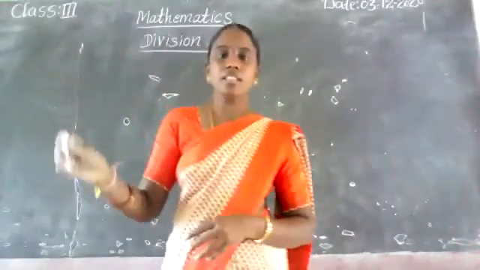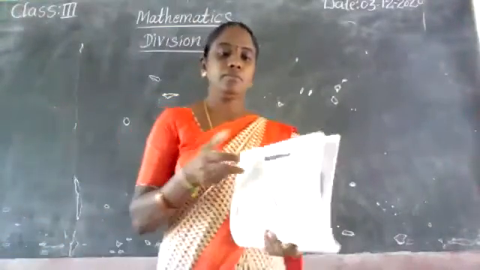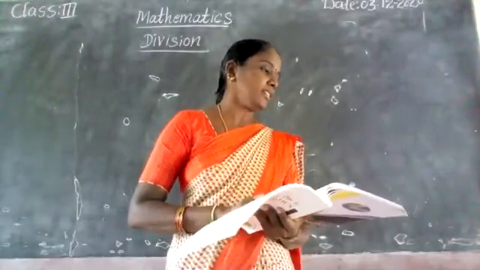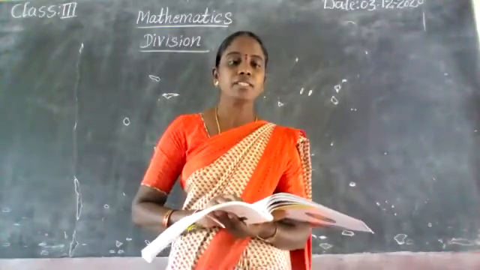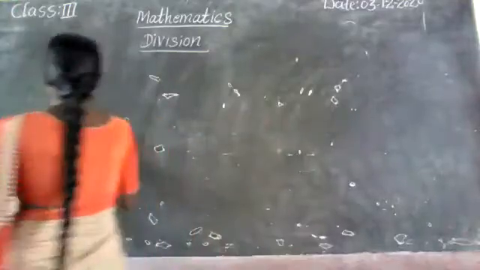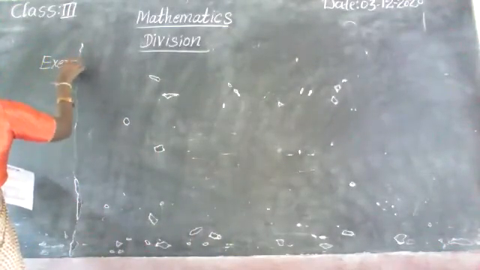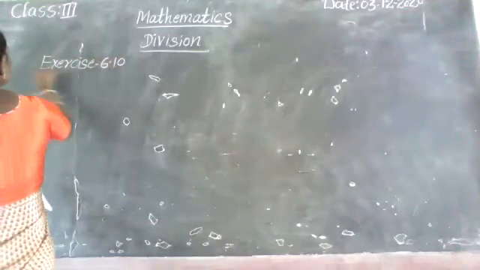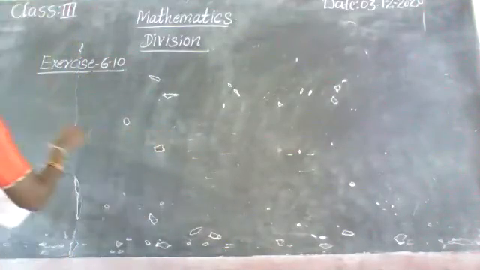Take out the textbook, children. Exercise 6.10, page number 56. Do the following divisions.